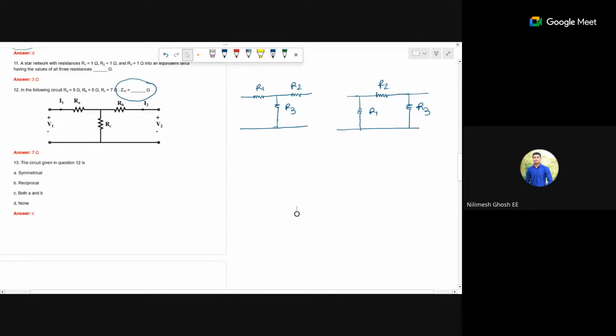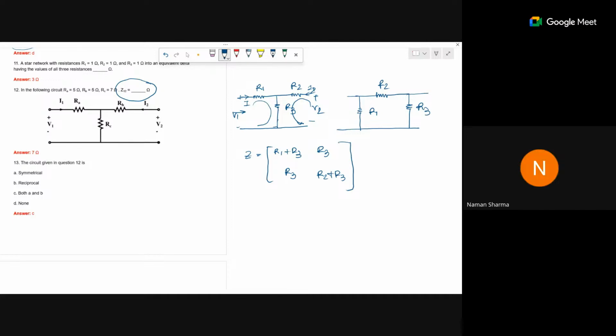So this is a T network given. If this is plus minus V1, I1, and this is V2, I2, then our Z matrix will directly be R1 plus R3 for Z11, in this loop whatever resistances are coming. For Z22, in this loop, R2 plus R3, and the mid one will be R3. Now, can you tell me, is this circuit reciprocal or symmetrical?